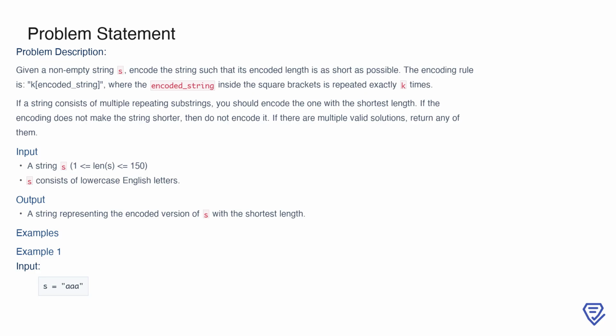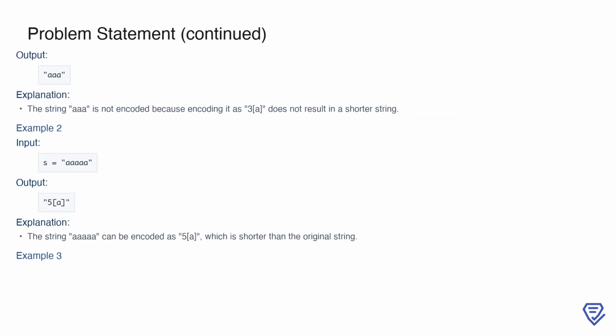The input will always be a non-empty string containing only lowercase English letters, and the output should be the shortest encoded version of the string, adhering to the specified format. To illustrate, consider the first example. The input string is aaa. While it can be encoded as 3[a], the encoded version would have a length of 5 characters, which is longer than the original. Therefore, the shortest encoded version is simply the original string itself, aaa.